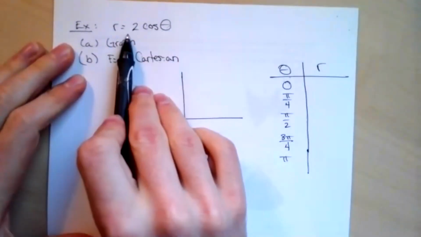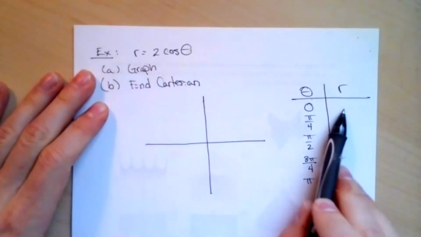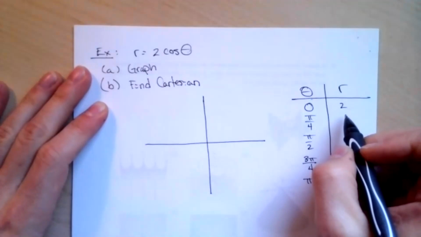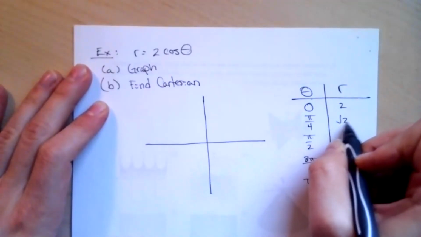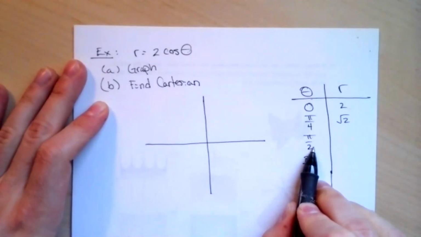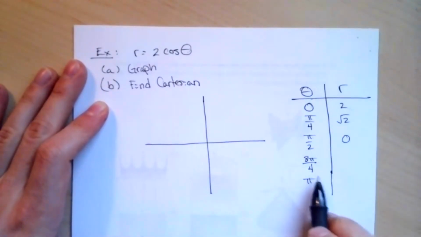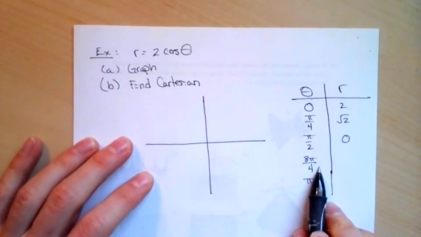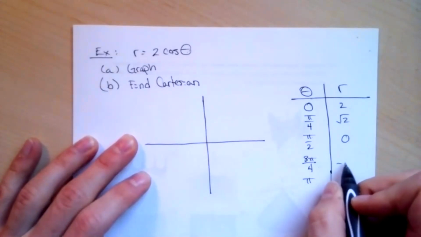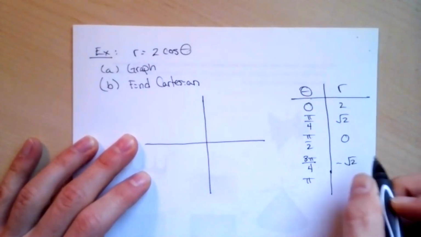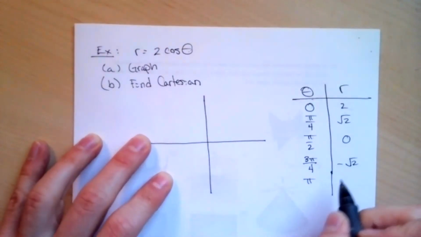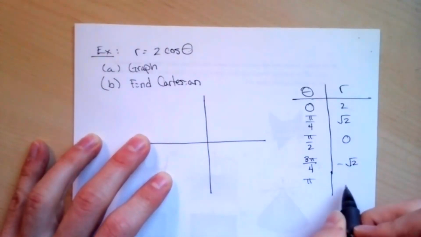So what's our radius? So r is 2 cosine theta. Let's plug in our values. We will get 2. Cosine of pi over 4 is root 2 over 2, so that'll be root 2. Cosine of pi over 2 is 0. 3 pi over 4 is going to give us negative root 2 over 2, so negative root 2. And then at pi, cosine of pi is negative 2, so r is negative 2.